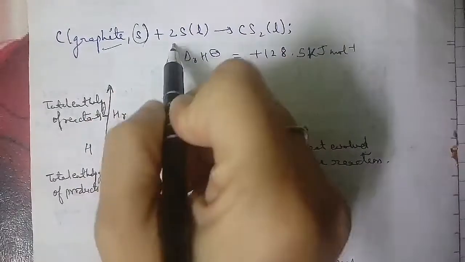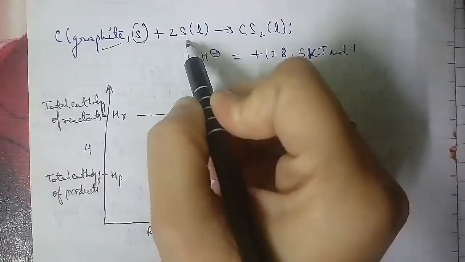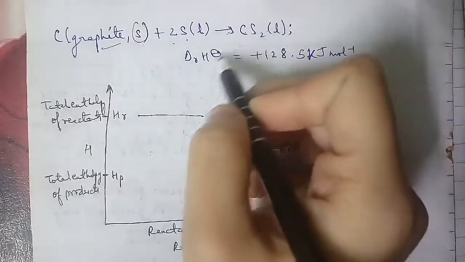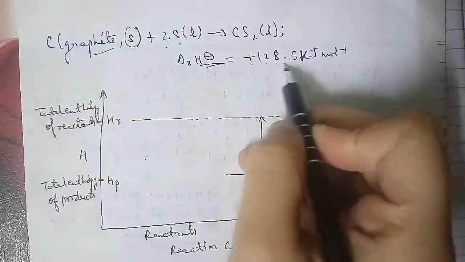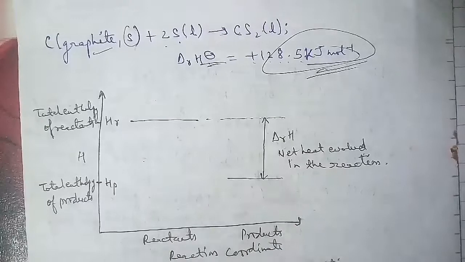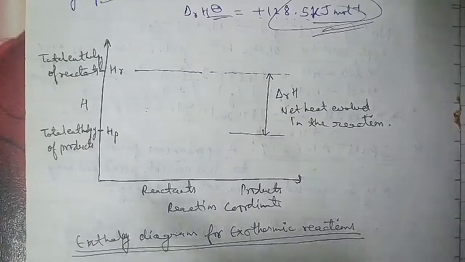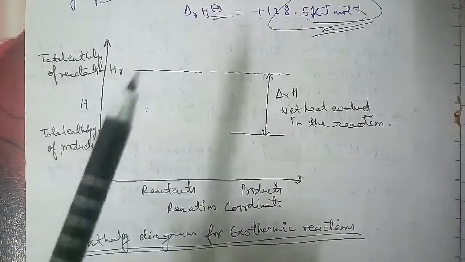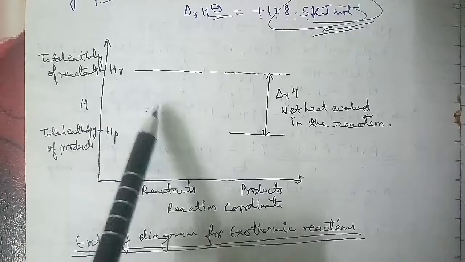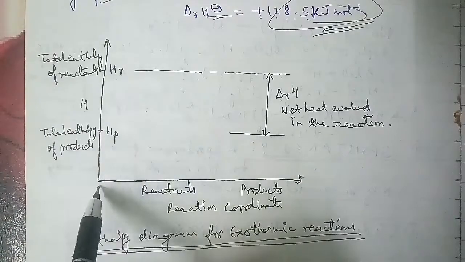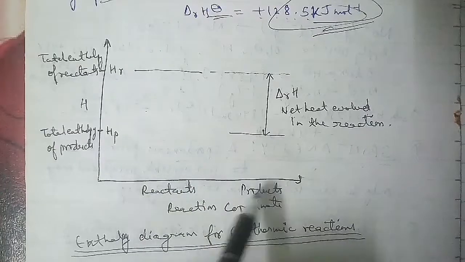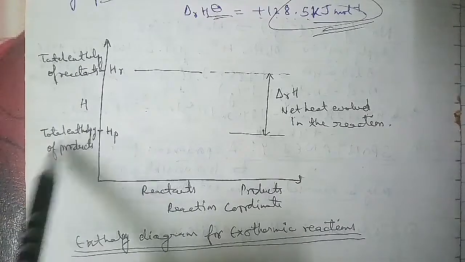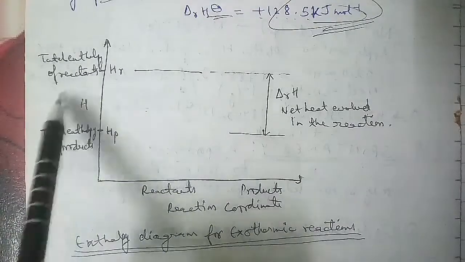That is the enthalpy diagram for the exothermic reaction; now we'll discuss the endothermic one. Here is the total enthalpy of the product, denoted by HP, and the total enthalpy of the reactant, represented by HR with a dotted line. The reactant is here and the product is here. This is the net heat absorbed from the surroundings in this reaction, and this is the enthalpy diagram for the endothermic reaction.